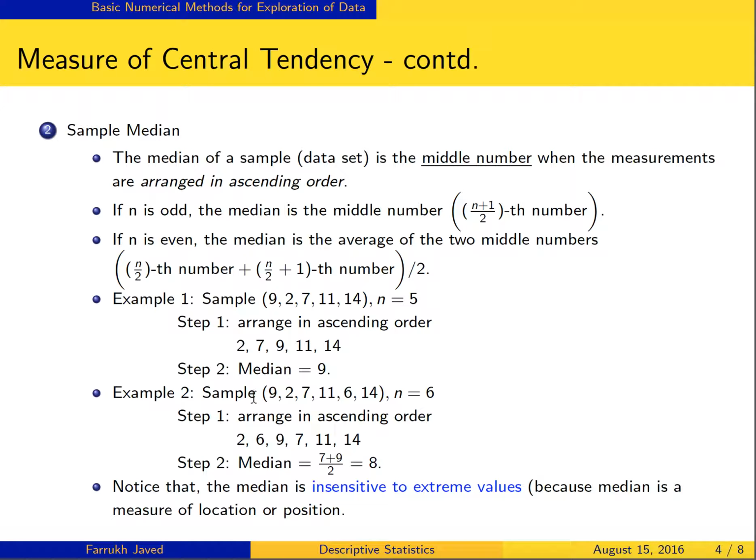Similarly, if you have a sample of 6 values, say 9, 2, 7, 11, 6, and 14, you have 6 observations in the sample. You arrange them in ascending order, so it's 2, 6, 7, 9, 11, 14. And then you take the average of the two middle numbers, which are 7 and 9. The answer is 8. So 8 is the median of that particular data.